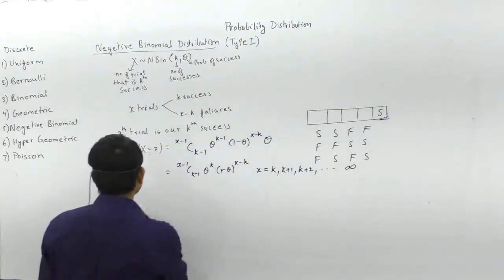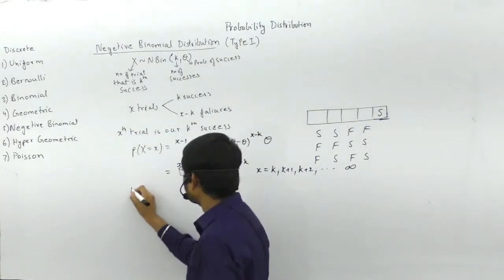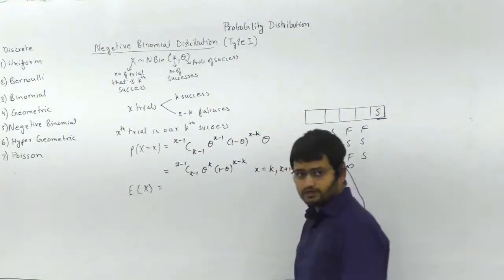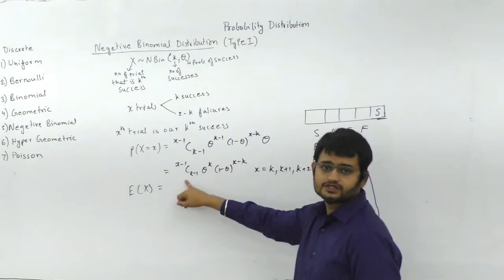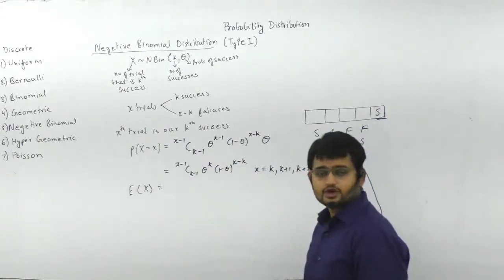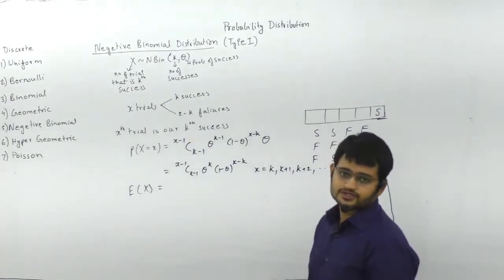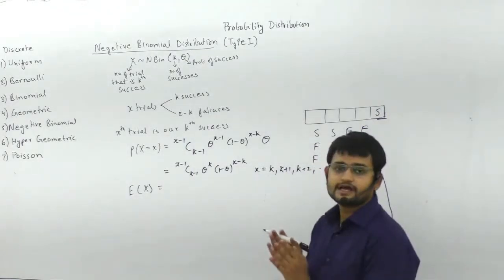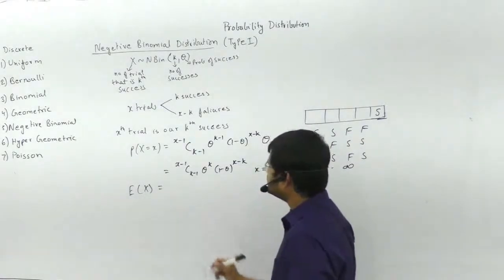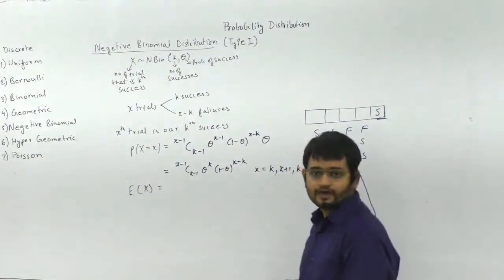Now let's talk about the expected value. Whenever we have combinations, what we do is we use logic. It is not impossible to find using combinations, but it is a lengthy process. So we skip it, because that is never asked in our examination. So how do we find the expected value?